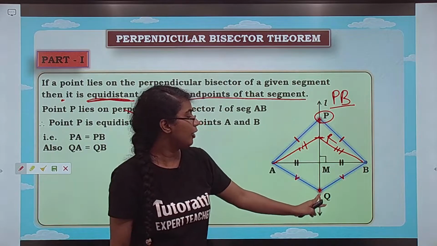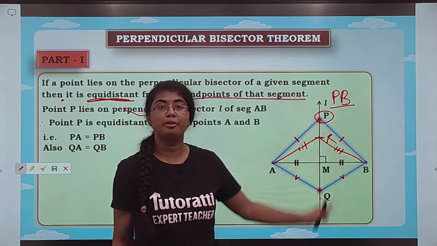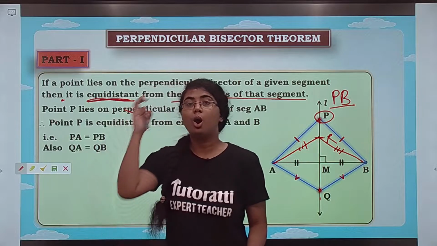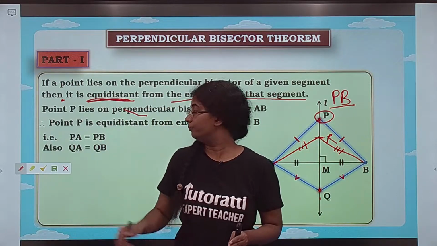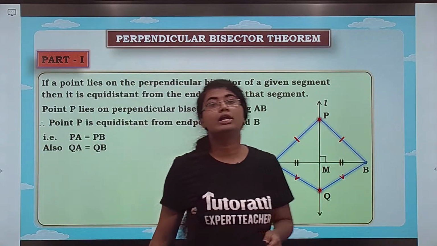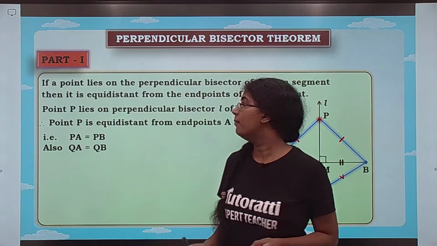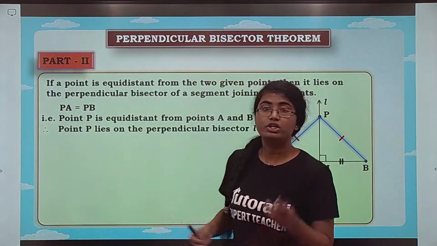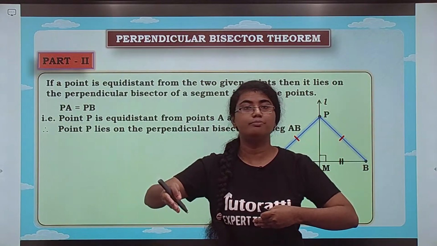Similarly, for any point on the segment, कहाँ पे भी लो, but the point has to be on the perpendicular bisector. ठीक है? Is this easy to understand? Alright. Now let's move on to part 2 of this. Part 2 is the converse of what we studied in part 1.